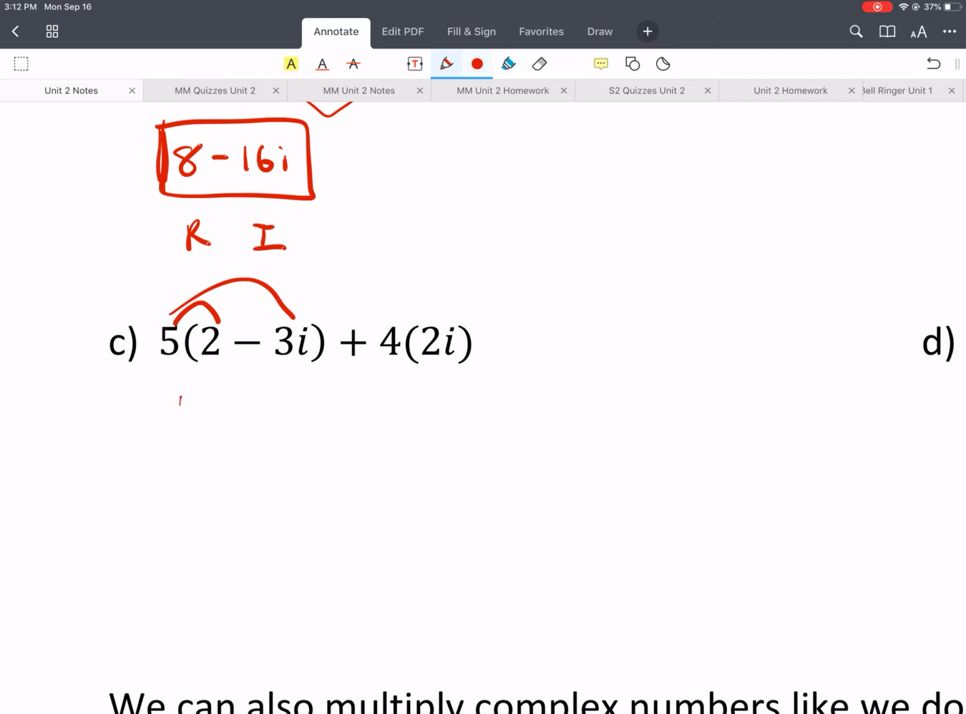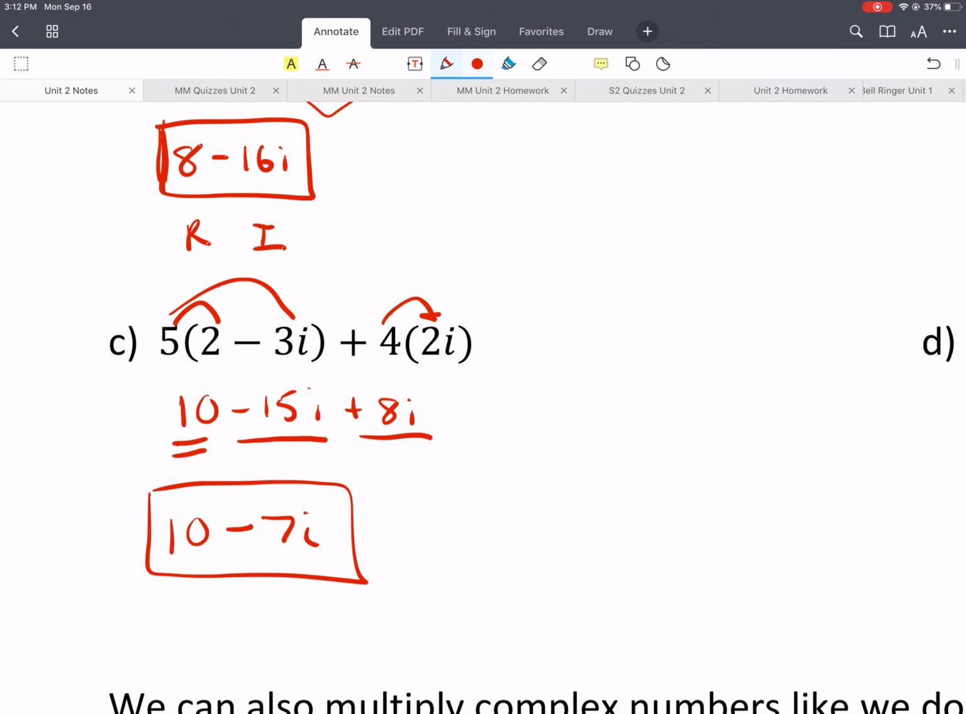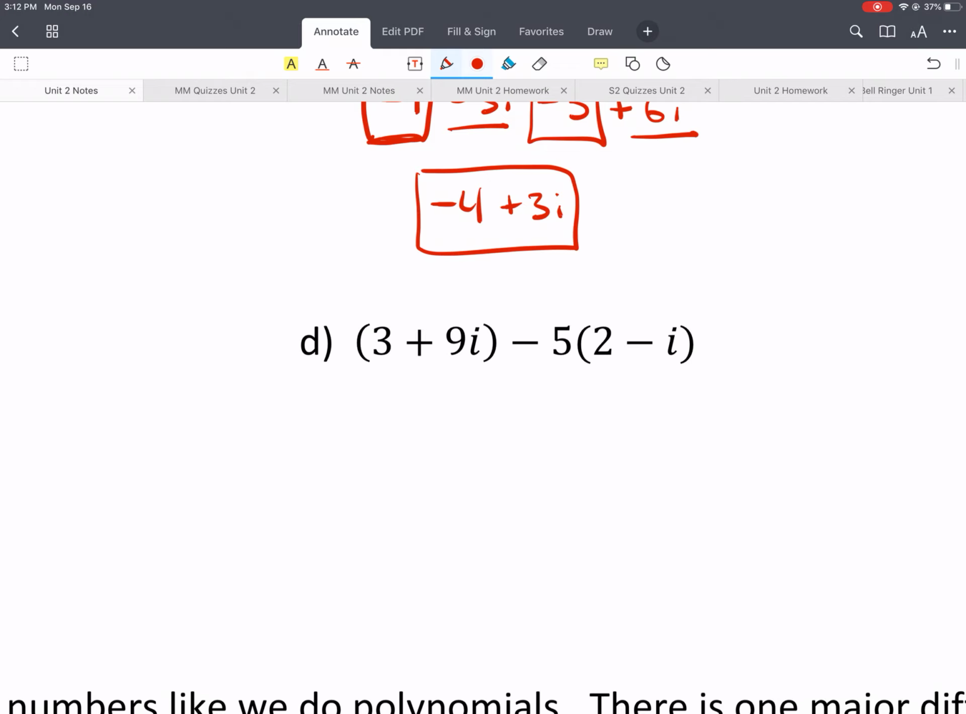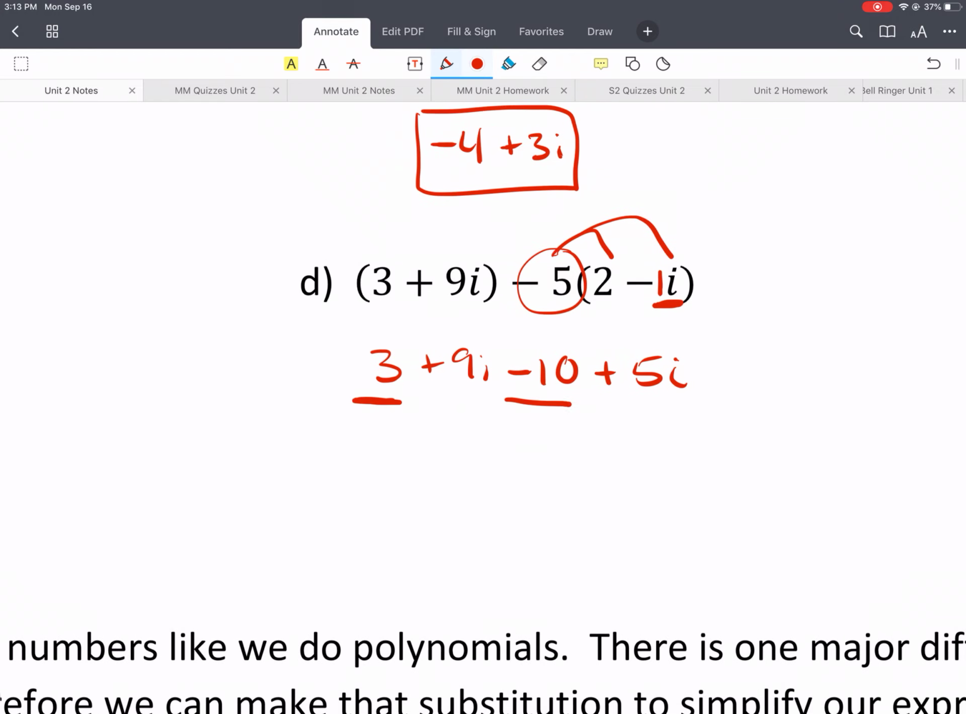Okay, distribute. So here would be 10 minus 15i, and then we distribute to give us a positive 8i. Then we can combine like terms. We have 10 and then minus 7i. All right, and then last with D, distribute. Make sure you distribute that negative. So we have 3 plus 9i minus 10 plus 5i. Okay, and again, if we just have a negative or a positive, you can always put a 1 in front if that helps you multiplying. Like -5 times a -1 gives you a positive 5. Okay, all right, and then we just combine like terms. Here's our reals. That gives us -7. And then we will combine our imaginaries, which gives us positive 14i.